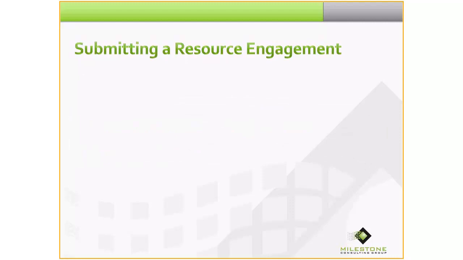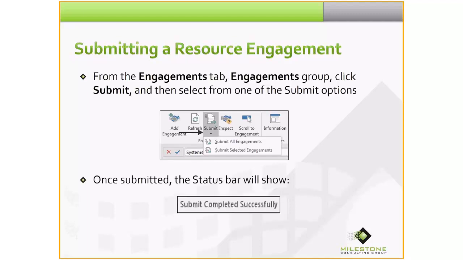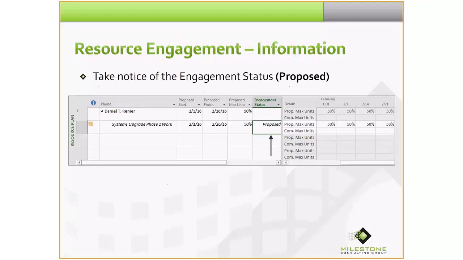Once you've created a resource engagement, the next step is to submit a resource engagement for review and acceptance. So from the Engagements tab, Engagements Group, click Submit, and then select from one of the Submit options. Once submitted, the status bar will show Submit completed successfully. And now you can take notice of the engagement status in a proposed state.